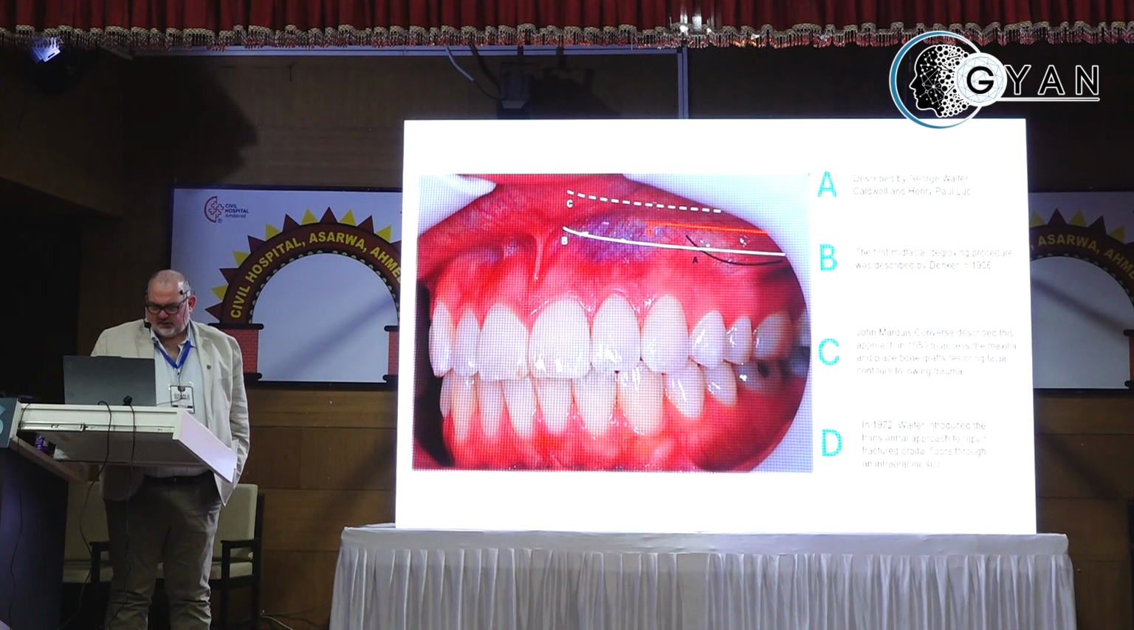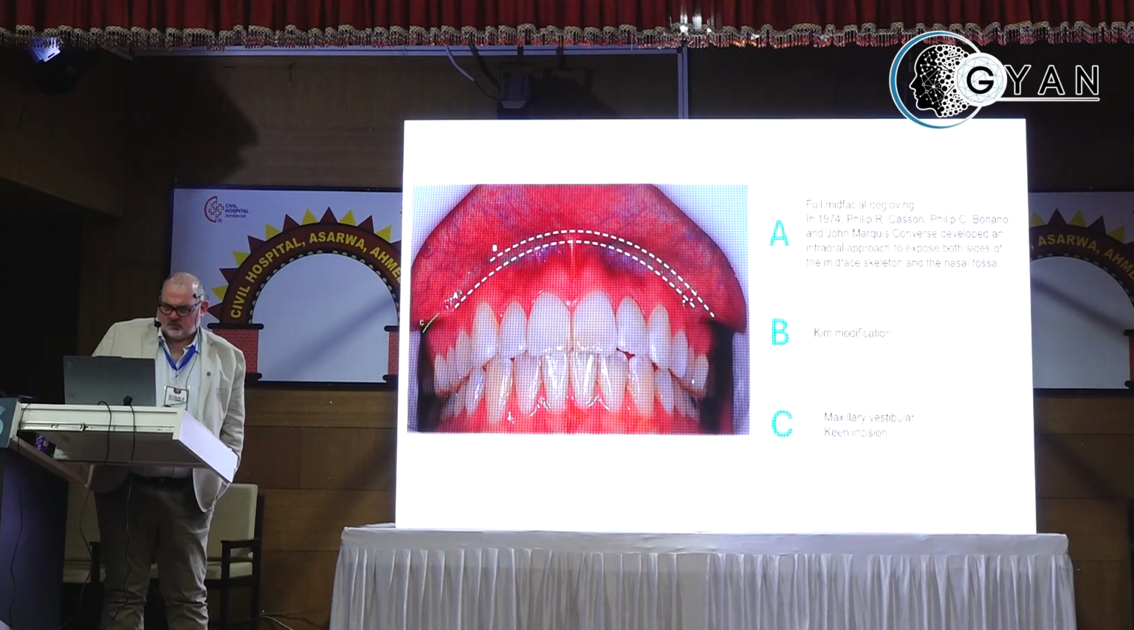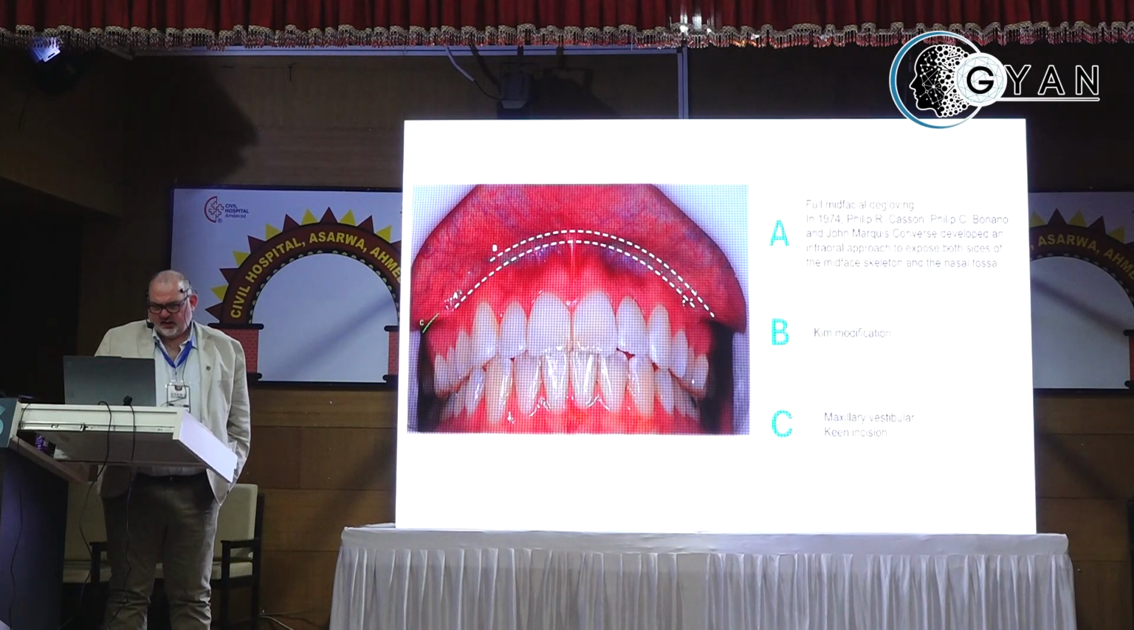So these are the ones, and then the full degloving incisions really are the ones there, A, B and C. The original one was Cosson and Converse, hockey-sticking it, not going far back as the 6. The Kim modification was slightly shorter and slightly higher. And then you've got the Keen variation, the vestibular Keen incision there.